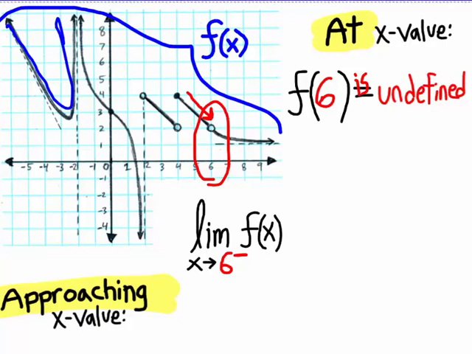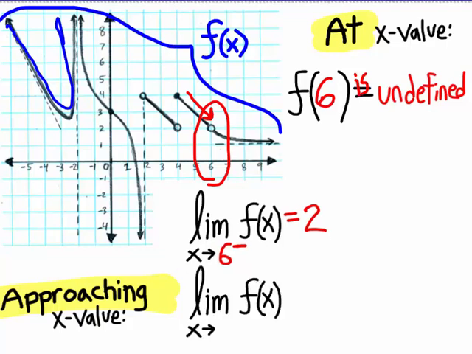Don't confuse that with an exponent. It doesn't mean 6 to the negative power. It just means 6 from the left. And we said that as x approaches 6 from the left, the y value was approaching 2. The important thing to notice here is we're not claiming that the y value ever reached 2. We are just saying that 2 is the value that y was getting closer and closer to.